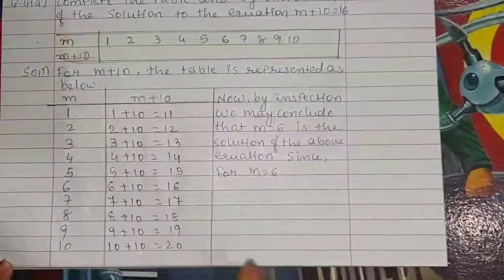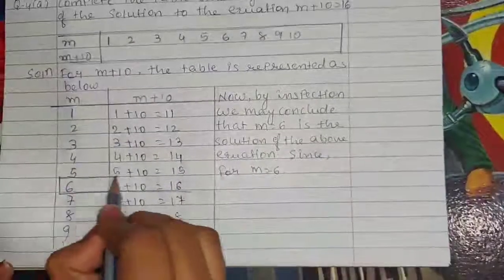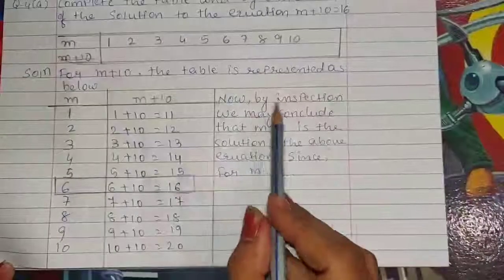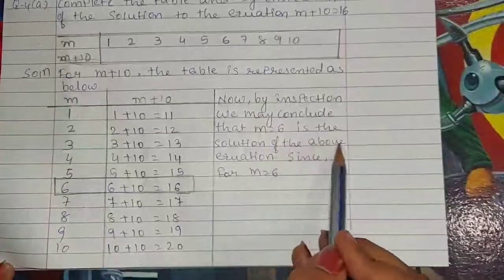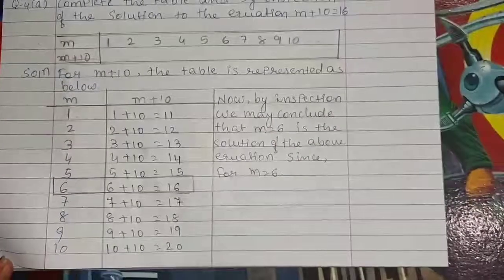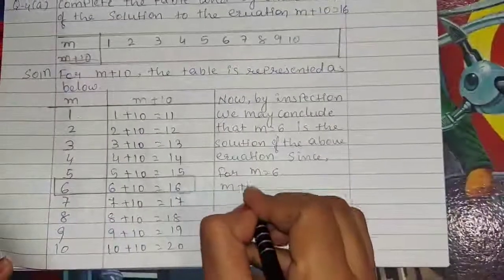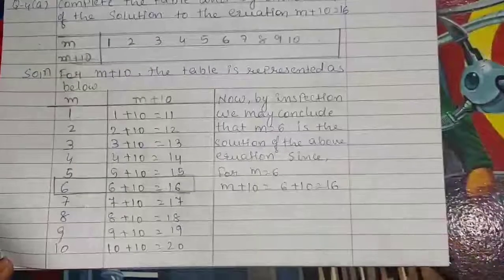So students, you can identify that when we substitute m equals 6, we get the answer 16. Hence, by inspection we may conclude that m equals 6 is the solution of the above equation. Since for m equals 6, m plus 10 equals 6 plus 10 equals 16.